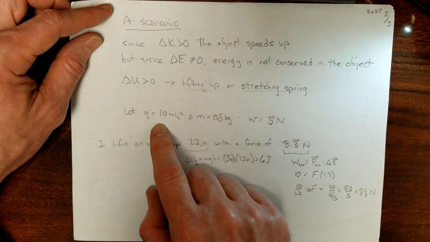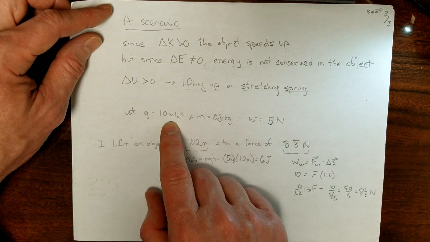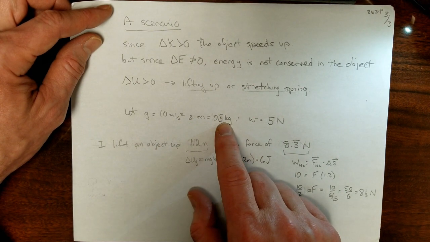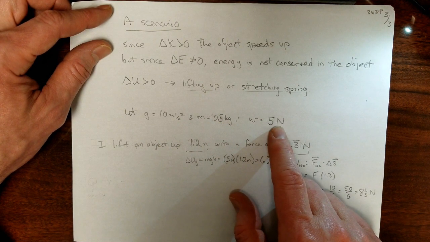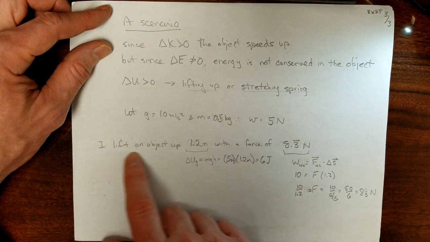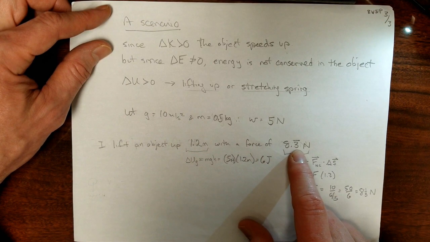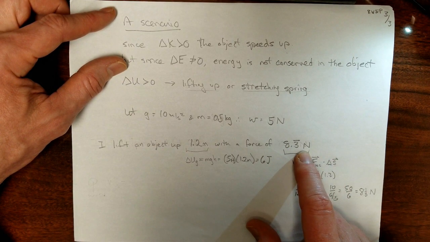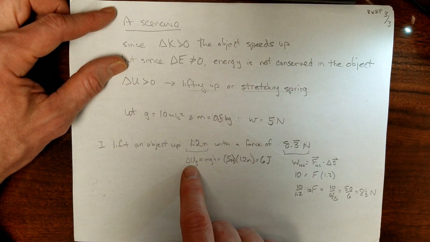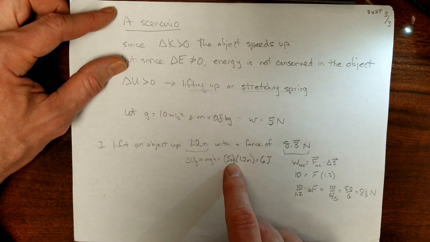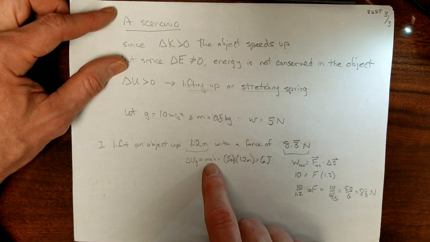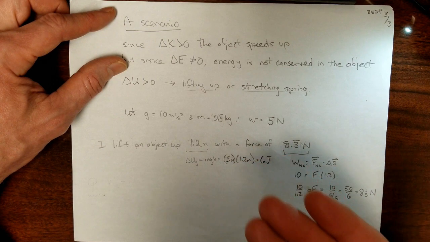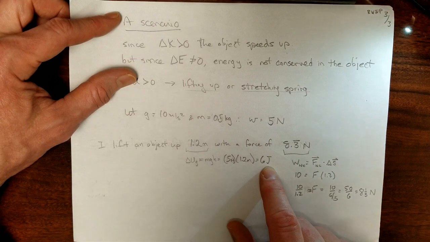So if I look at the place where g is equal to 10 meters per second squared, and just let the mass be 1/2 kilogram, so the weight is 5 newtons. If I lift up an object 1.2 meters with a force of 8.3 repeating newtons, well, let's see if that matches. My change in potential energy is gravitational potential, and that would be equal to the weight, mg, times the change in height, which is 6 joules.